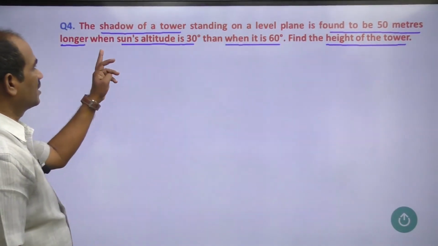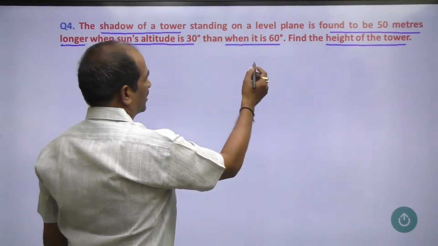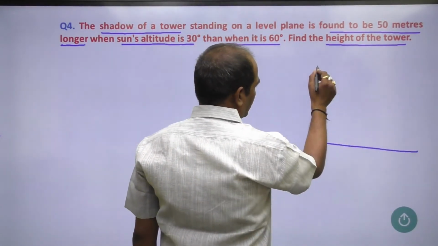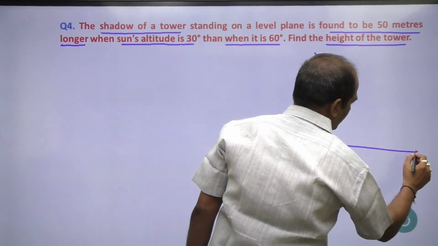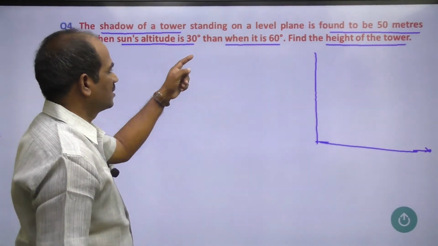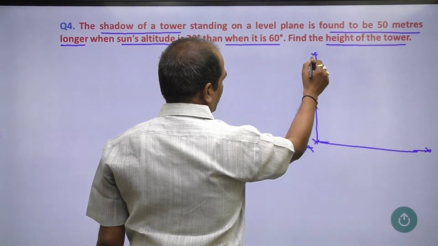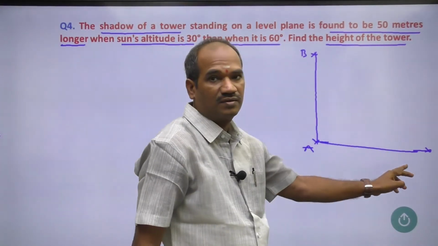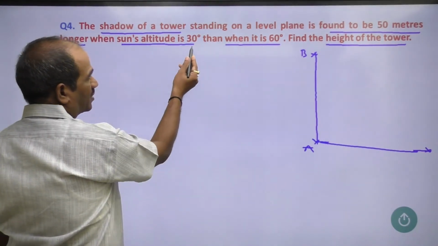See here in this question, the shadow of a tower standing on a level plane. First, this is the plane, and this is the tower. AB is the tower. This is the shadow. The shadow is 50 meters longer when the sun's altitude is 30 degrees.